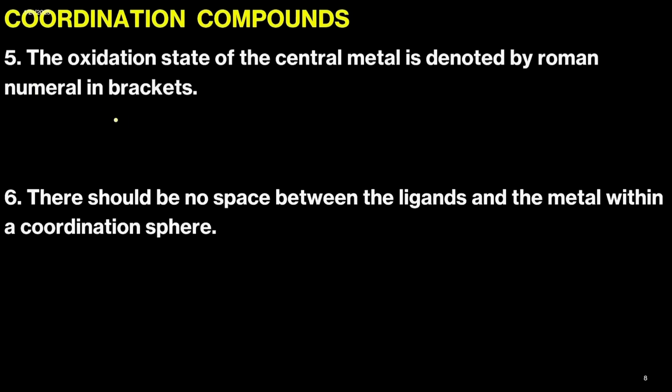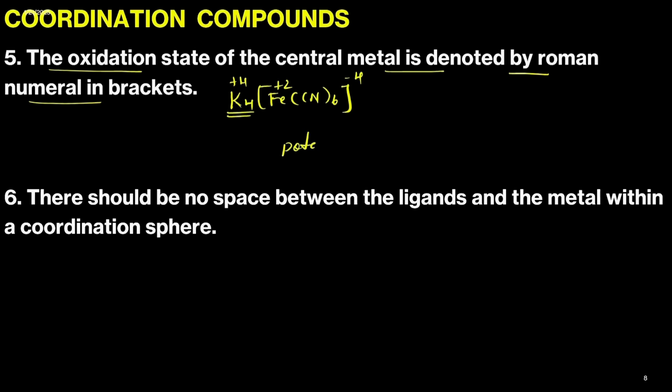Fifth rule says that the oxidation state of the metal is denoted by a Roman numeral in brackets. We will take the same example, that is K4[Fe(CN)6]. So here +4 and here -4. What is the oxidation state of iron here? It is +2, we just calculated. Now, while writing the name of the coordination compound, the cation should be named first. Yes, therefore potassium.